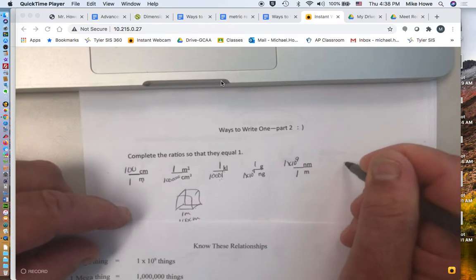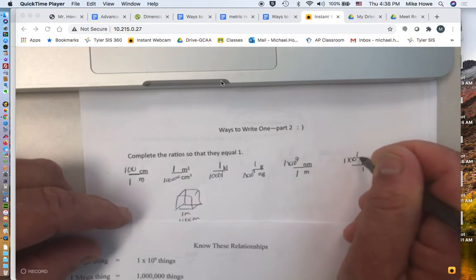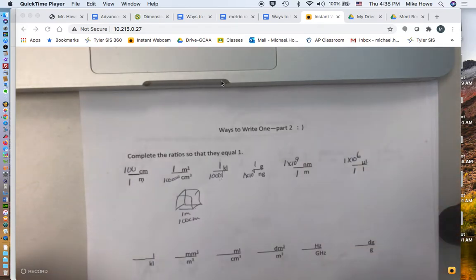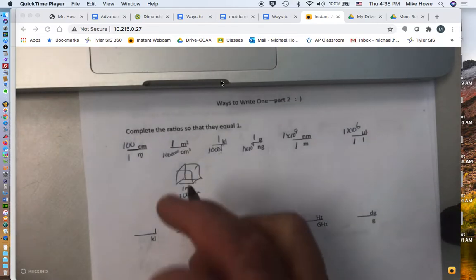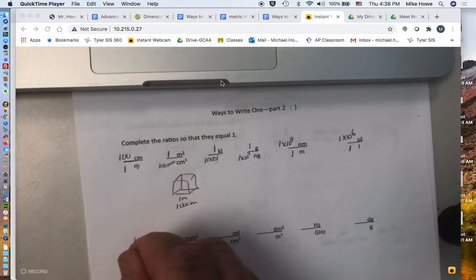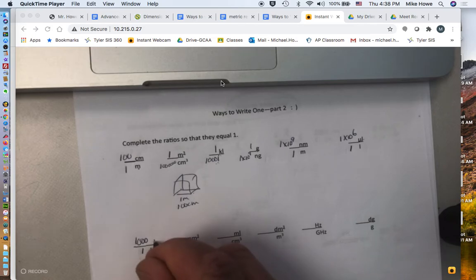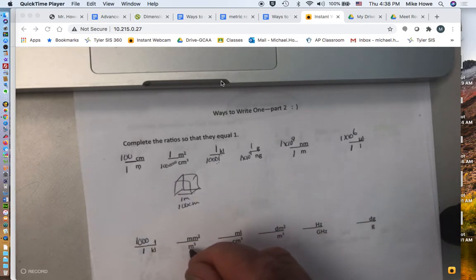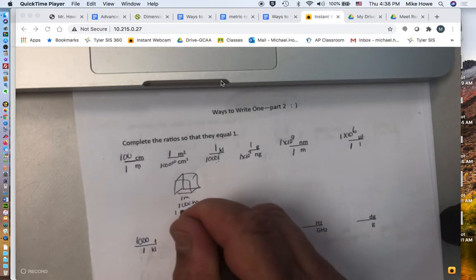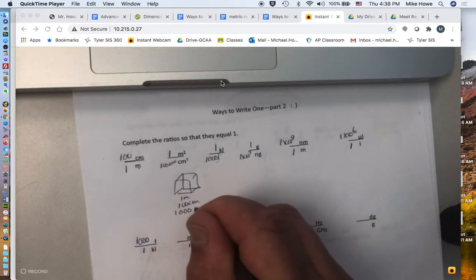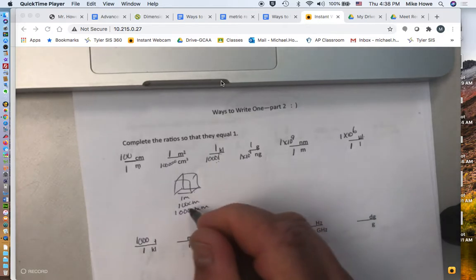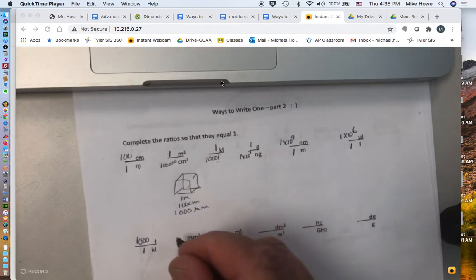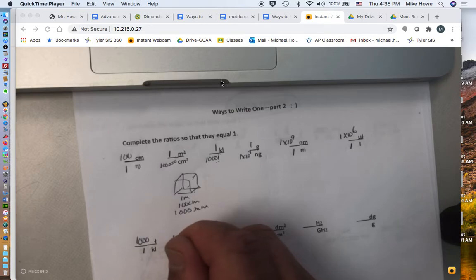Micro, we said that was a million. 1 times 10 to the 6th, or a million microliters in a liter. Down here, if you're going to make them equal 1, 1,000 liters is 1 kiloliter. This is kind of a weird one because this is millimeters, so going back to this same cubic meter, that's 1,000 millimeters on the side. But it's 1,000 times 1,000 times 1,000 for cubic, so one of these is 1 times 10 to the 9th.